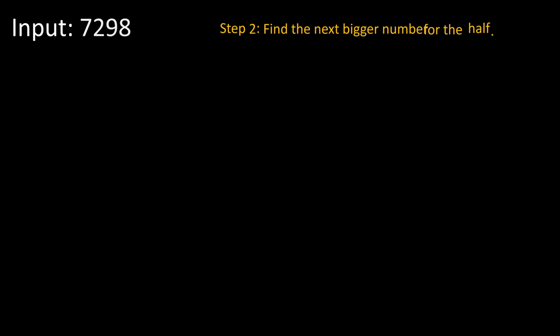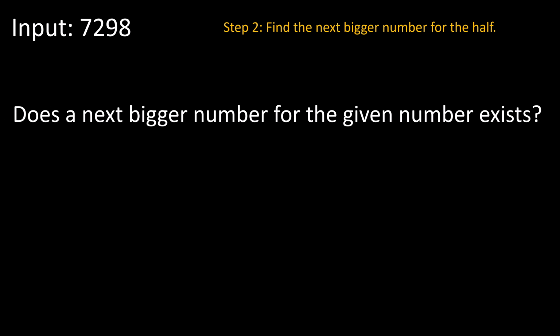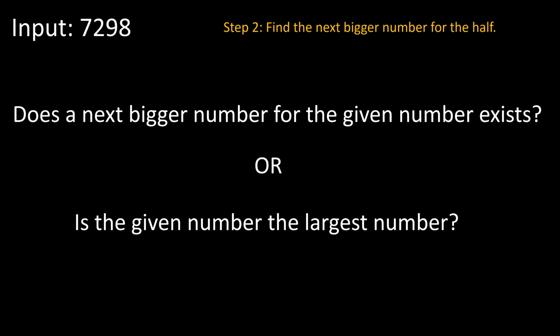So let's move forward. For the input 7298, we need to find the next bigger number. Now, the question that we can ask is, does a next bigger number for the given number exist? If not, we have to return -1 straightforward. This particular question can be asked from a different perspective, which is, is the given number the largest number? If it is not the largest number, then surely we know that there exists a larger number than this particular number using the same set of digits. And that is an important part. We have to use the same set of digits to create the next bigger number.